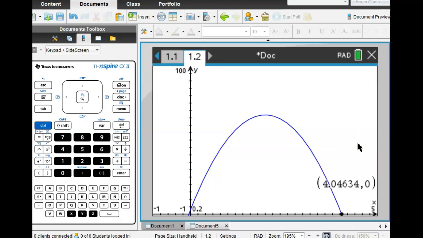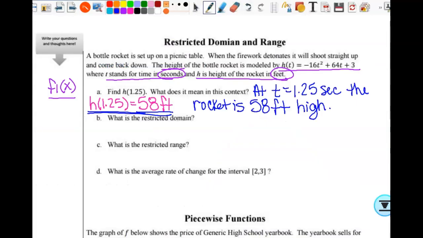Okay, everybody okay with that? So we got 4.0463. We have to be correct to 3 decimal places. My suggestion is whatever the calculator gives you, write down 4. So we're going to write down our restricted domain. We are going from 0 to 4.